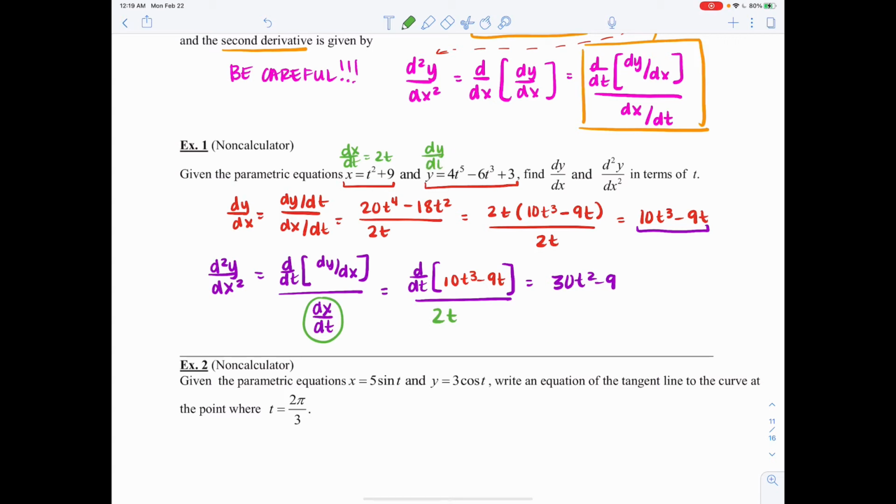I'm going to just write these up here for us, so we have those for reference. If you're going to miss one thing, you're going to forget that you need to divide by the dx dt again. It's a common mistake. So be very, very careful. That is your final answer for the second derivative.